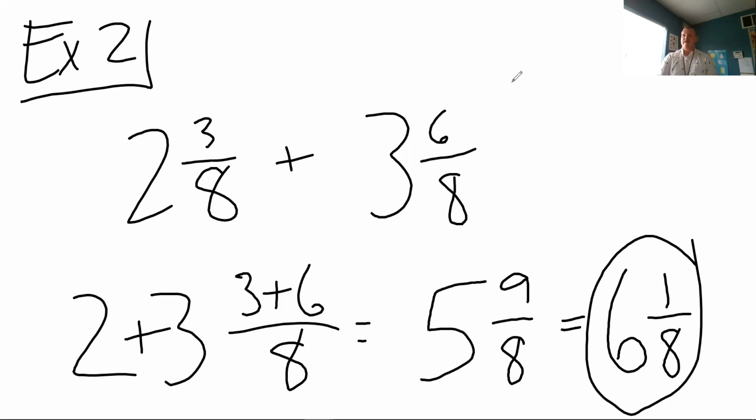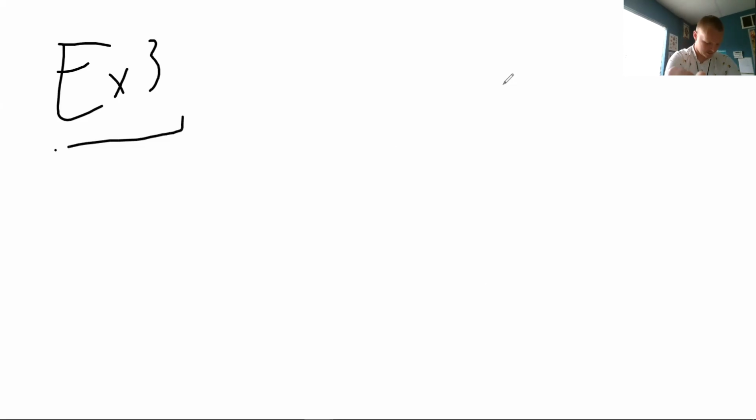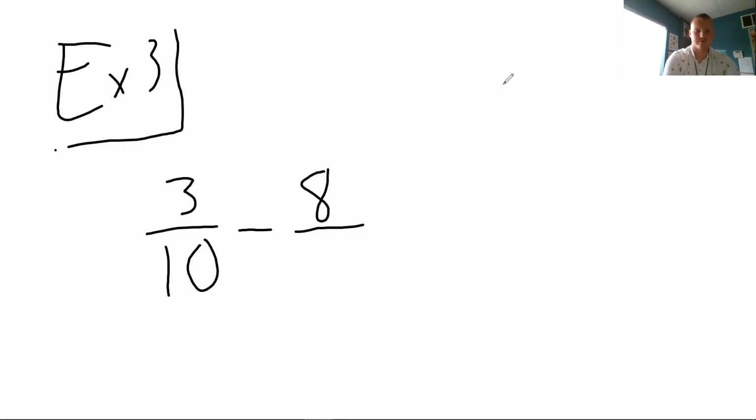You guys okay with adding mixed fractions? Yeah, that part should be review. All right. Example 3, subtracting like fractions. So we're pretty much doing the exact same thing, but now we're subtracting. All right, 3 over 10 minus, change my number again, minus 8 over 10.